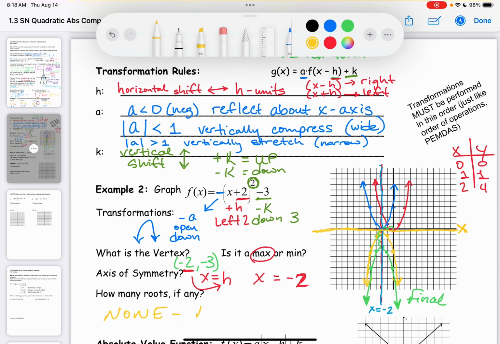All right, it does not cross the x-axis. So it has no roots.